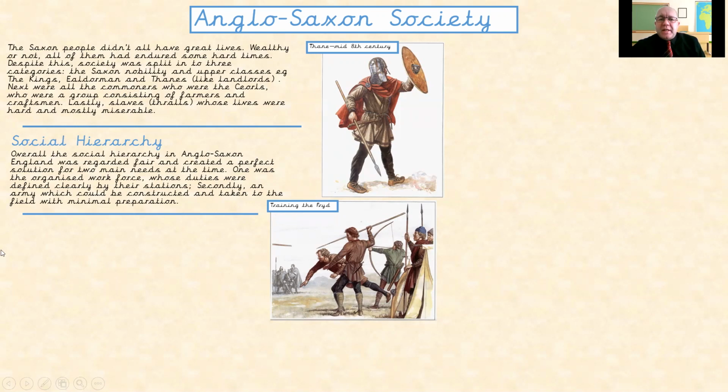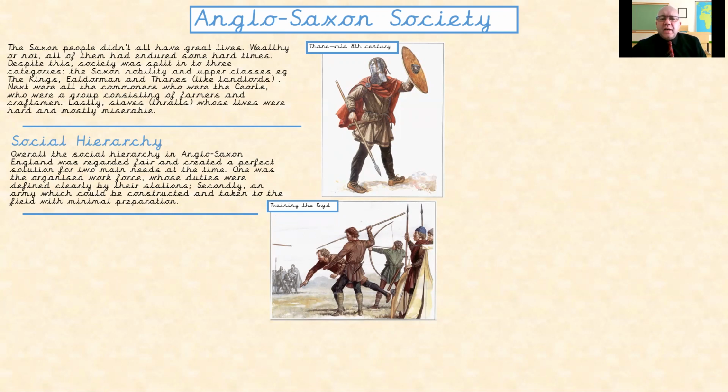So what that paragraph is telling us is that this 3-layer society worked. It seemed fair, and it solved their 2 main needs. That was identifying the workforce, so they knew who did what job. It was very clear who should be doing which job. And also, they knew exactly where they could get their fighting force from if they ever needed to go to battle. They didn't have a permanent army, a big, large army just sitting there training or twiddling their thumbs.